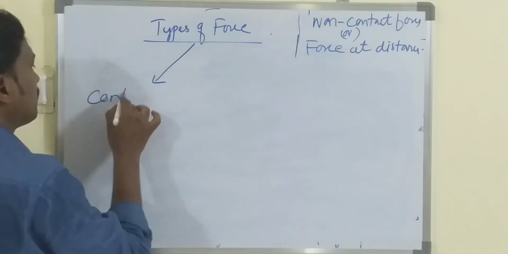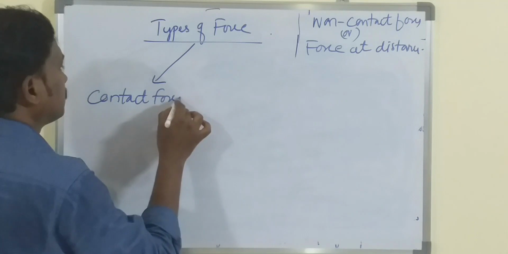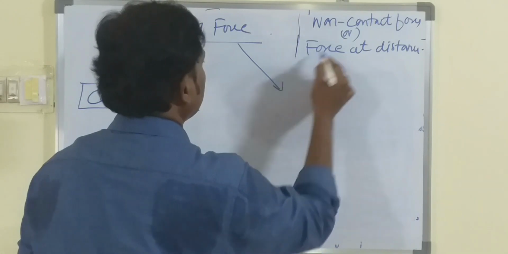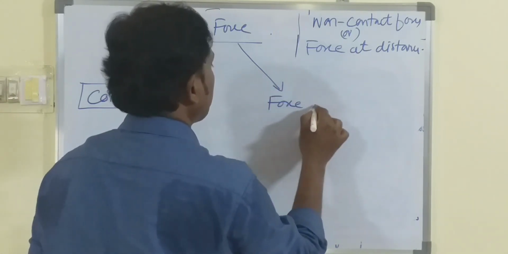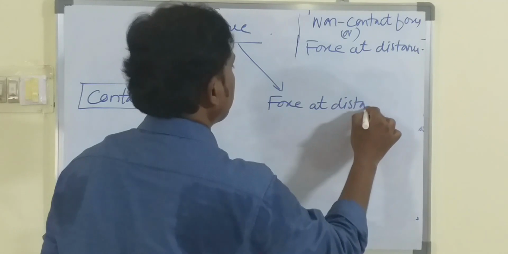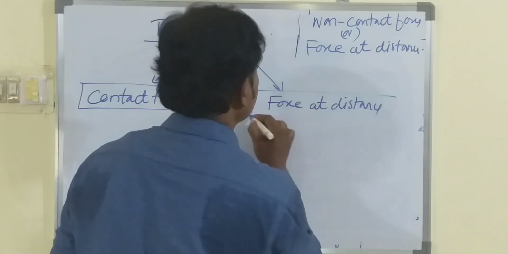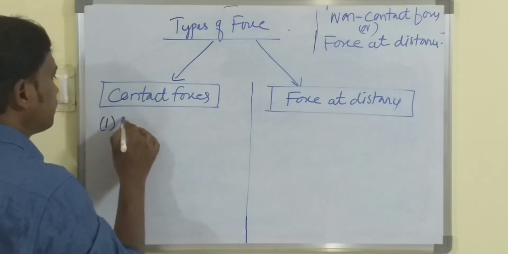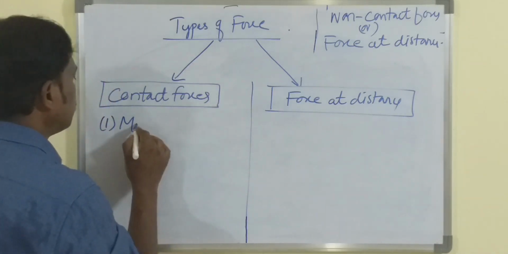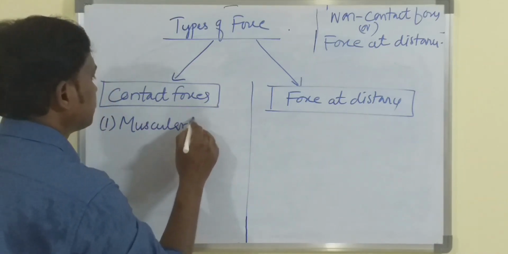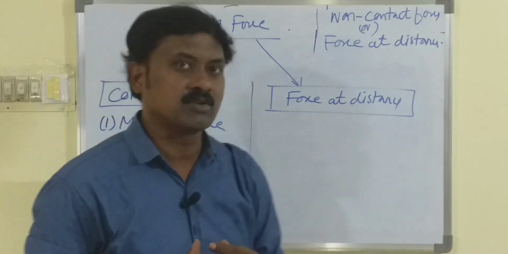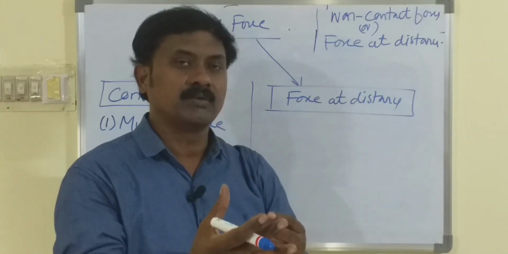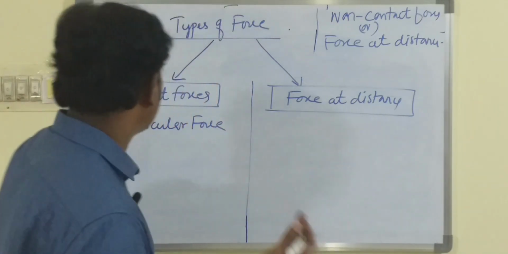So I'm going to write contact forces here, contact forces, and force at a distance. Okay, let us see these contact forces. The first example is muscular force, as we have seen in the example. Wherever you apply the muscular force, you have to have a physical contact with the objects, and then we can see the effect of the force, right? So it comes under the contact force.